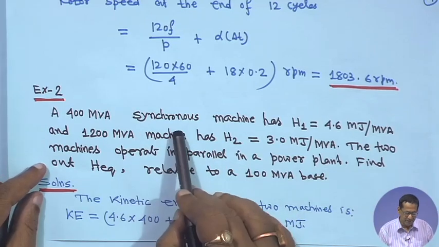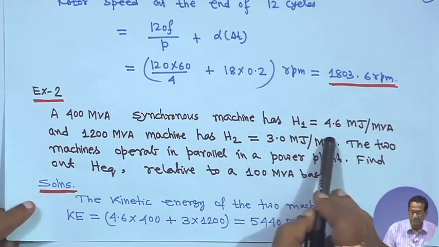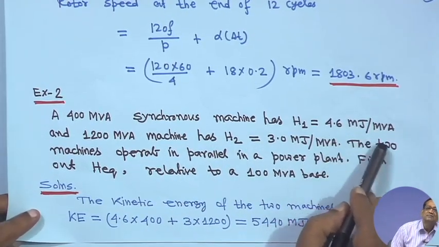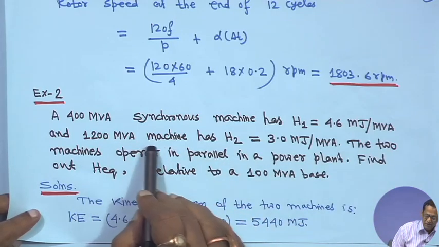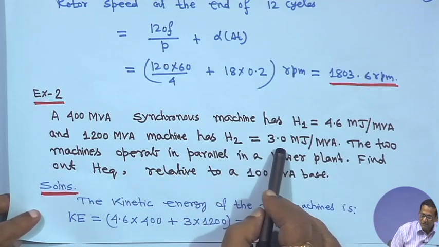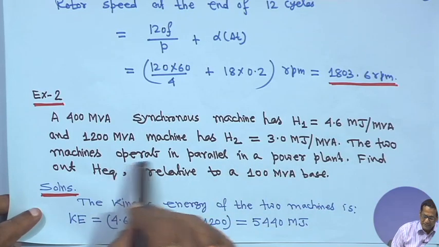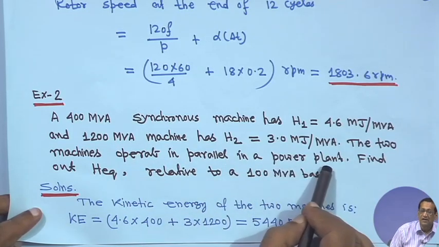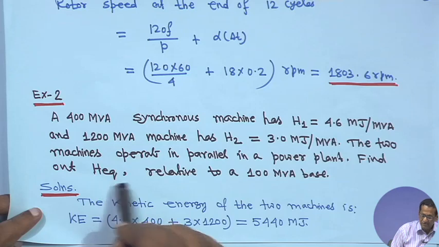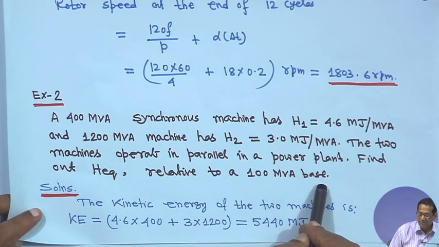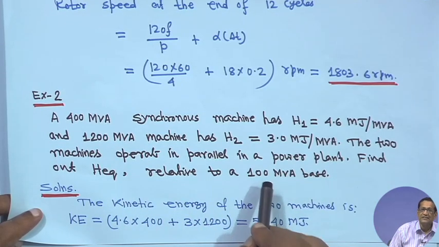Suppose a 400 MVA synchronous machine is given H1 equal to 4.6 megajoule per MVA, and a 1200 MVA machine has H2 equal to 3.0 megajoule per MVA. The two machines operate in parallel in a power plant. You have to find out H_EQ relative to a 100 MVA base, that is, the system base is 100.